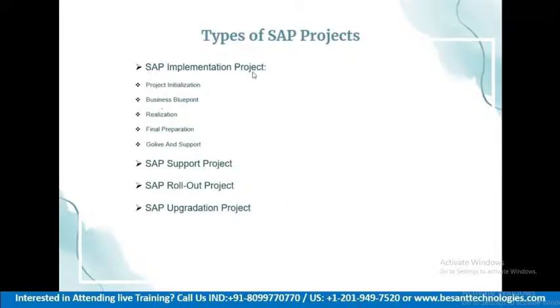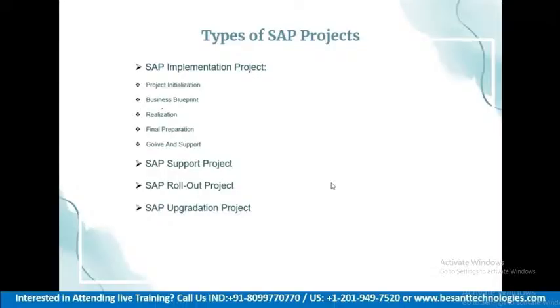So in an implementation project, we install the SAP S4 HANA solution into the client's production system. It is a fresh implementation or a fresh installation project. Okay, support project means somebody has implemented the project, and now their contract has ended, and then a new partner has entered the business. So they will give the support project to the new partner. Sometimes the existing partner only will take the support project.